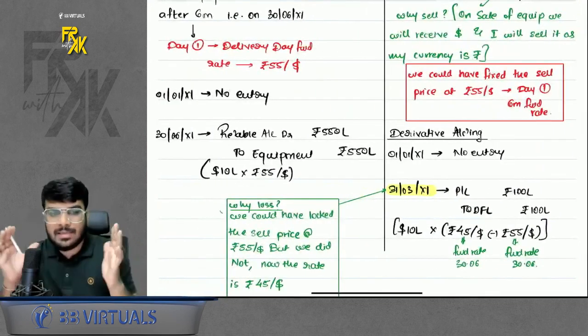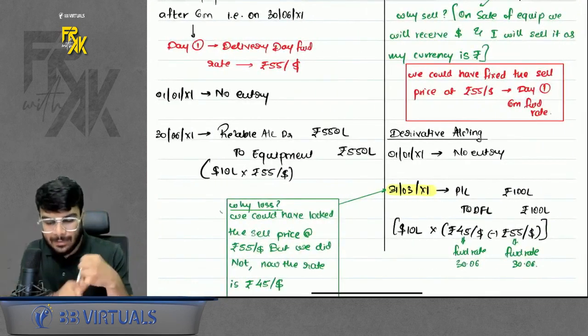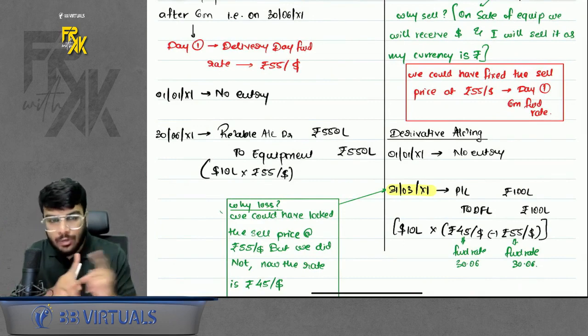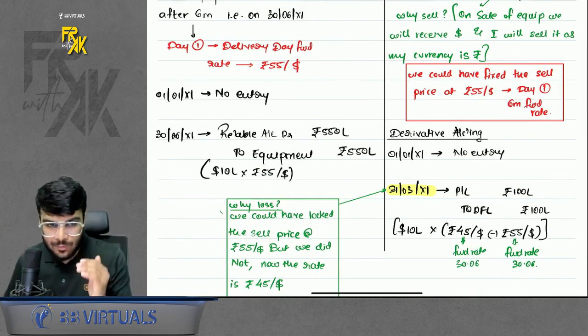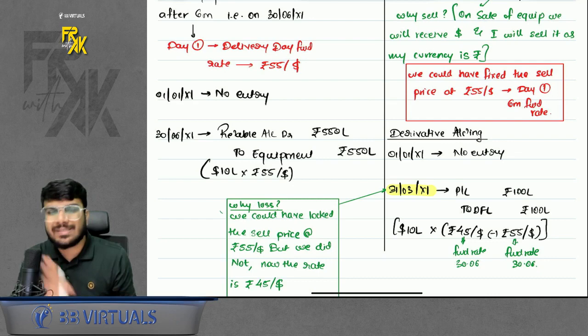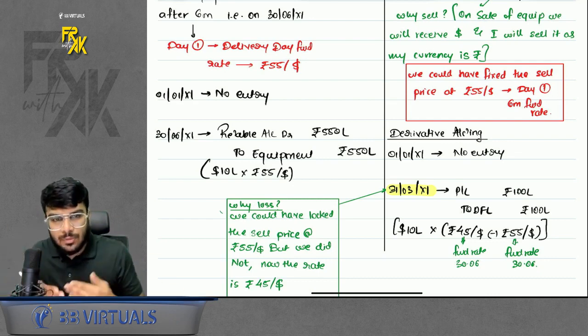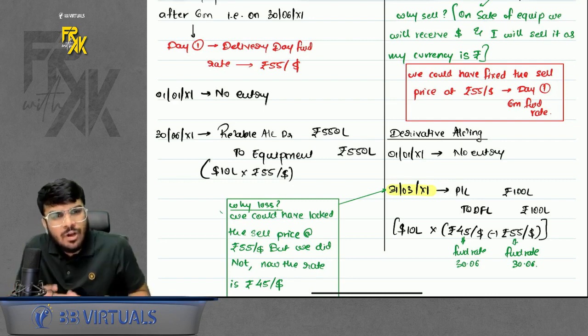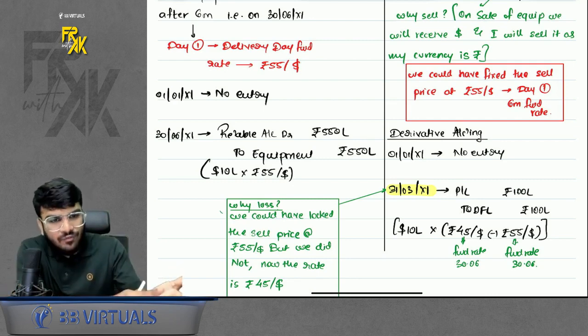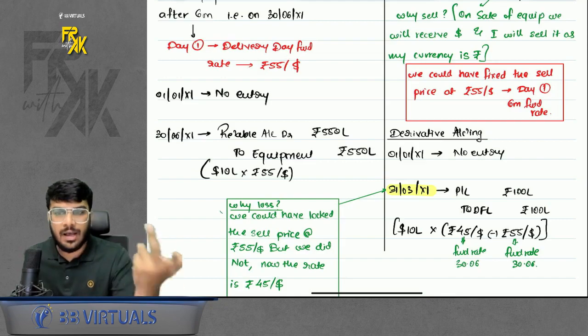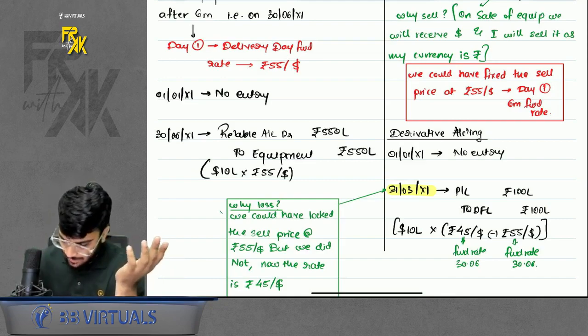Now imagine, if you wanted to fix the sale price, you could have fixed it at 55. You did not fix it. The price went down to 45. Now you will have to sell at 45 because you did not fix the price of 55. So favorable or unfavorable? Of course unfavorable, because you did not fix at 55. Now you will have to sell at 45. Unfavorable for you. So record a derivative financial liability.